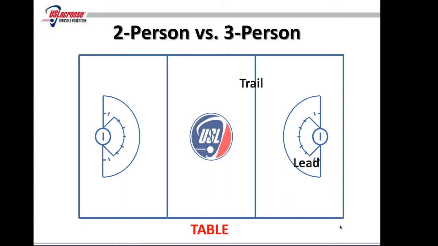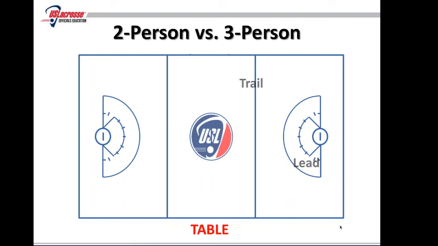In the two-person system, we have a lead official and a trail official who basically split the field in half lengthwise and overlap in the middle third of the field. When play is in the CSA, the lead is responsible for on-ball calls for most of the area, and the trail generally covers off-ball.